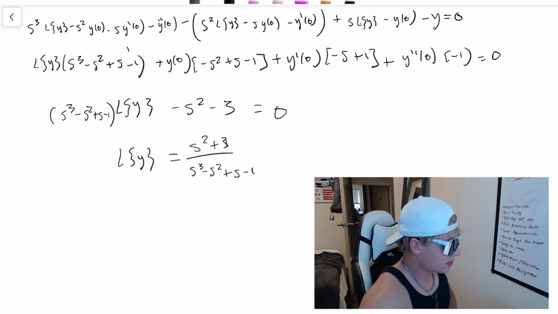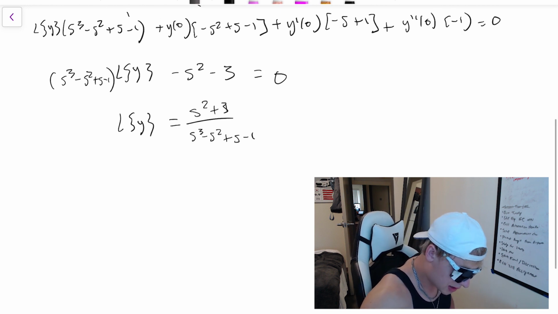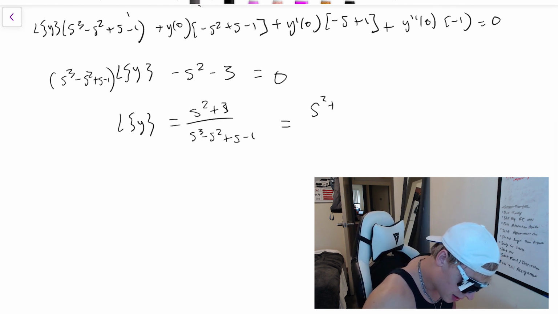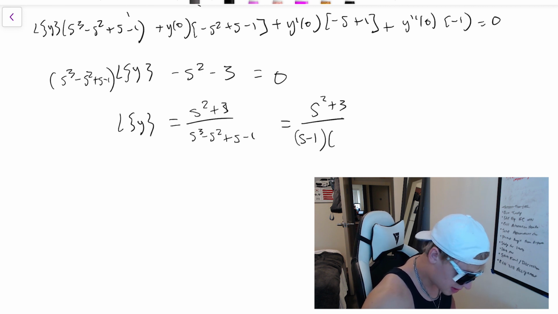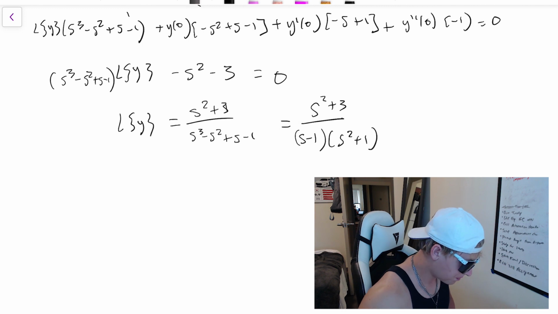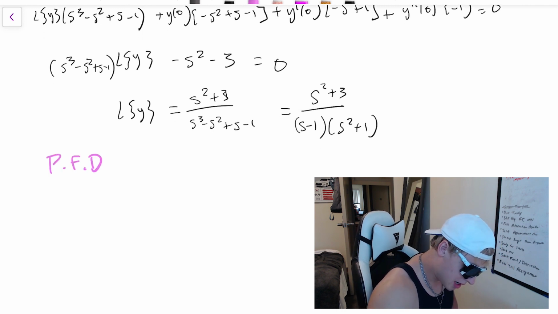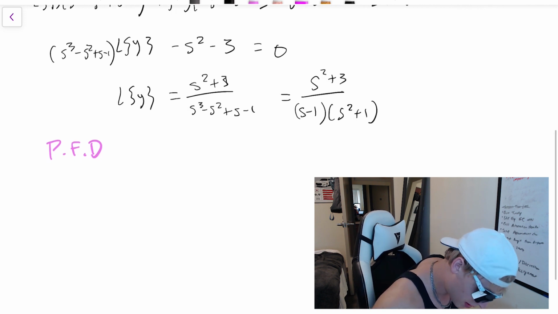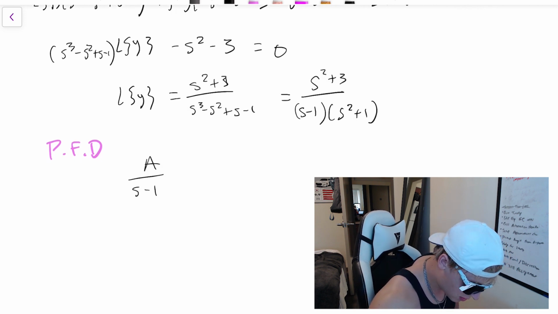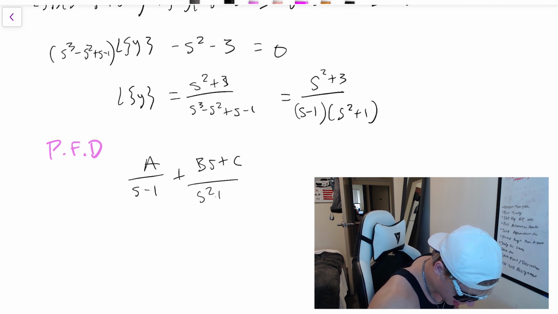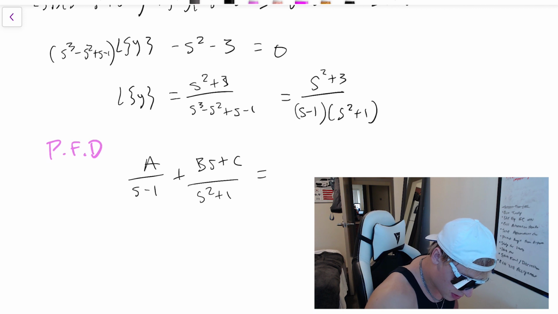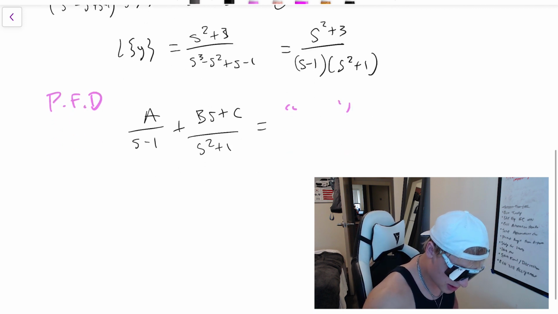Then what you're going to want to do is factor that, and this is going to equal s squared plus 3 over s minus 1 times s squared plus 1. Now next we have to do partial fraction decomposition, and to do that we're going to have A over s minus 1 plus Bs plus C over s squared plus 1, and that's going to equal this expression up here.